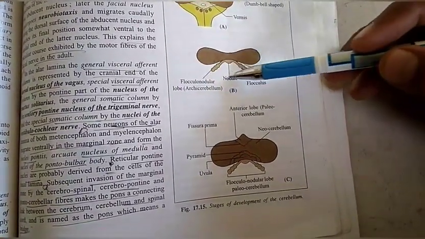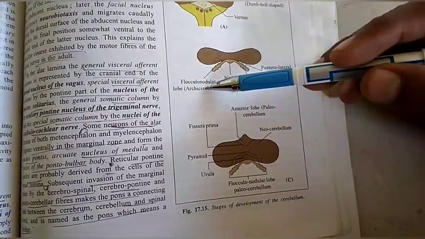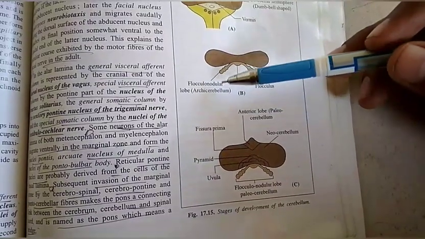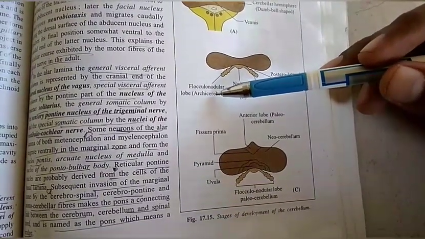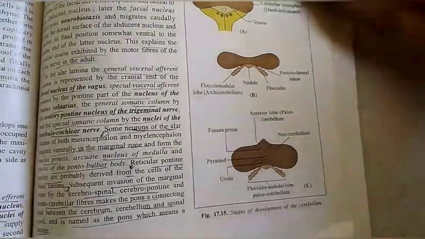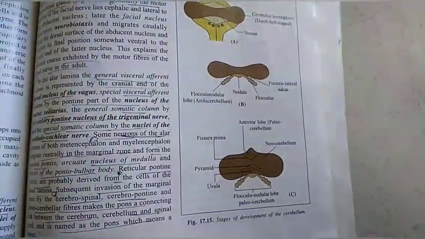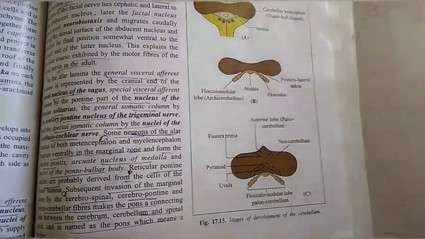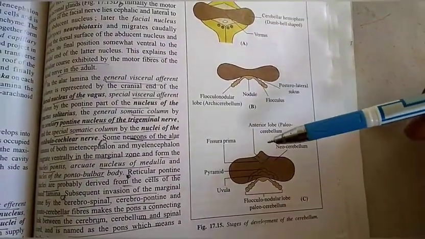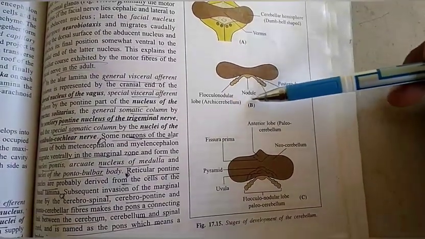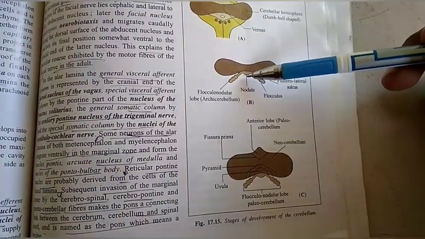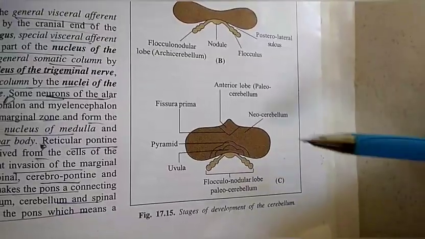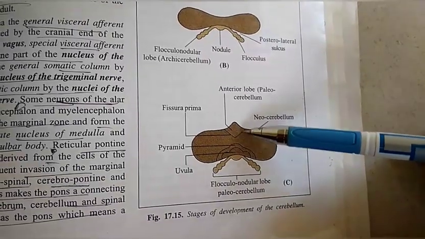So the flocculonodular lobe thus formed is the oldest one and known as archicerebellum. This archicerebellum establishes communication with the vestibular nuclei. It regulates the posture and equilibrium of the trunk. The cerebellum afterwards grows in the dorsocaudal direction, so this flocculonodular lobe occupies the anterior part of inferior surface of cerebellum. During third month, 3 more fissures develop.